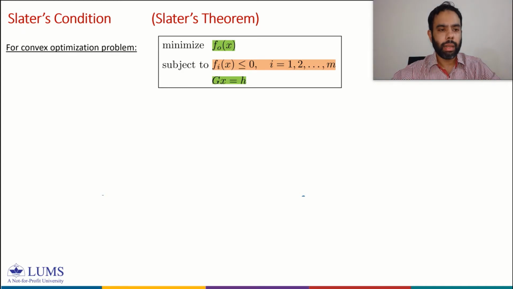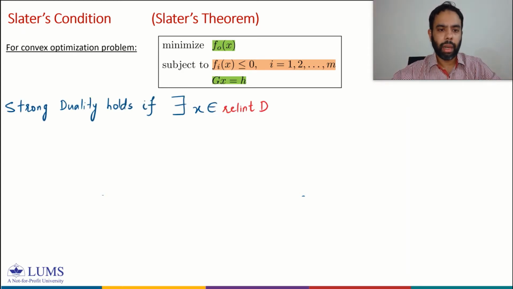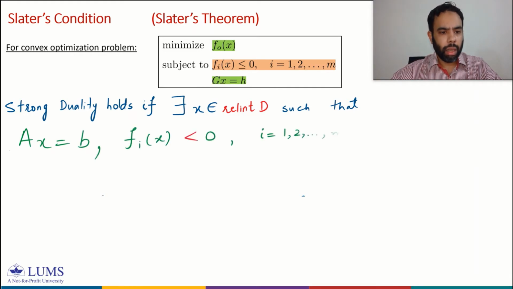Slater's condition tells us that strong duality holds if there exists some X in the relative interior of D, where D refers to the domain of the optimization problem, that is the intersection of the domain of the objective function and the inequality constraint functions. If there exists such an X such that AX is equal to B and the inequality constraint function is less than 0. So here we do not have a weak inequality, rather we have a strict inequality. We require that the inequality constraint function should be less than 0 for X that belongs to the relative interior of D. It simply means that there exists a strictly feasible X.